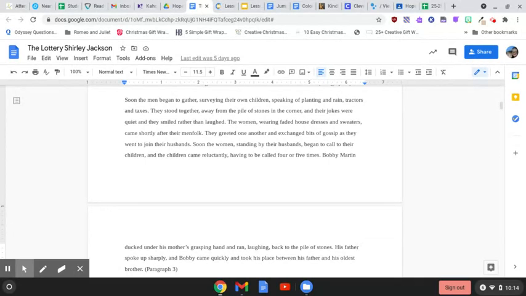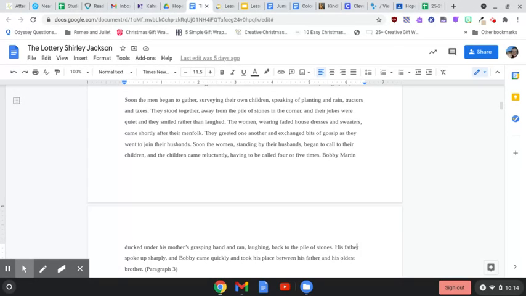Soon the women, standing by their husbands, began to call their children, and the children came reluctantly, having to be called 4 or 5 times. Bobby Martin ducked under his mother's grasping hand and ran, laughing, back to the pile of stones. His father spoke up sharply, and Bobby came quickly and took his place between his father and his oldest brother.